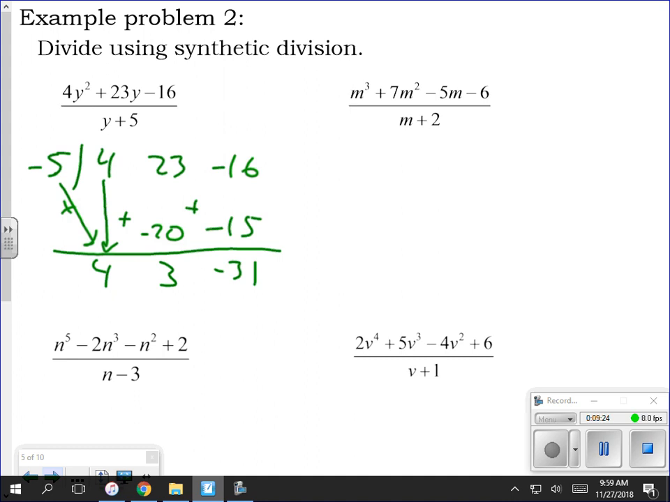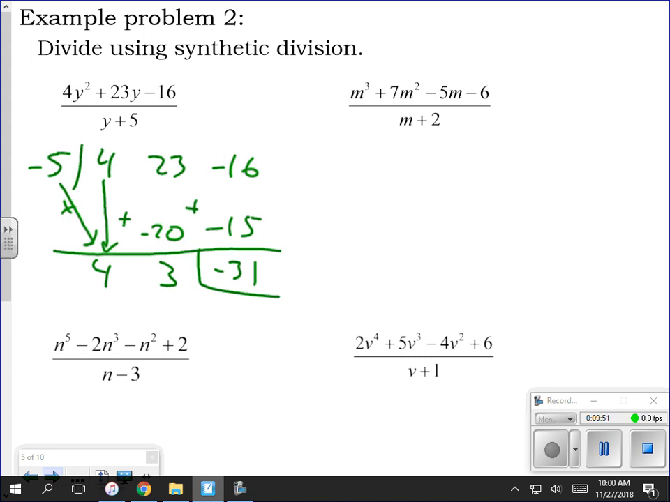Negative 31. This number here at the end, that's my remainder. The number at the end is my remainder. The other two numbers are the coefficients of my answer. Now, what was the highest power of what I was dividing into? It was 2. I had y squared.